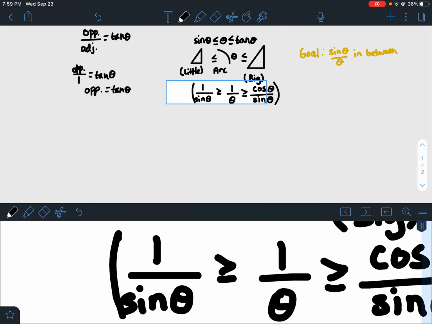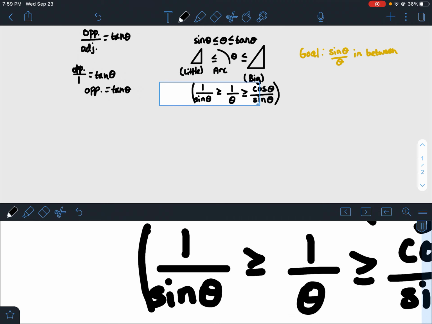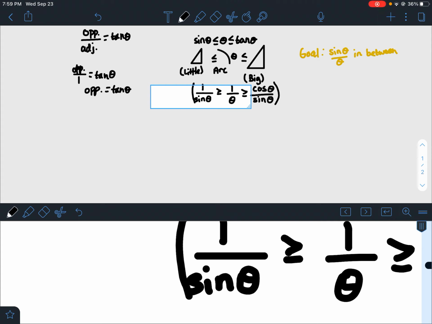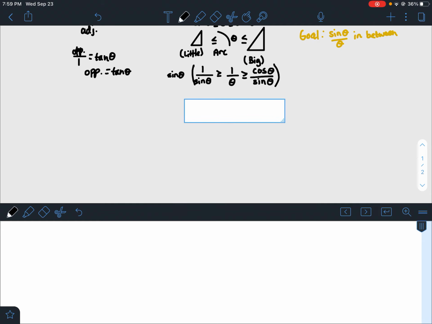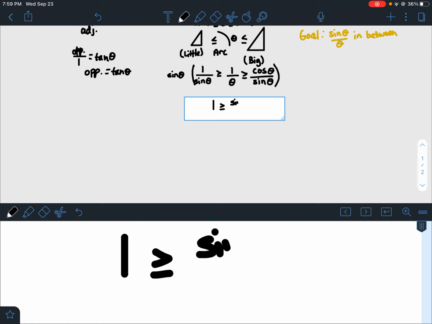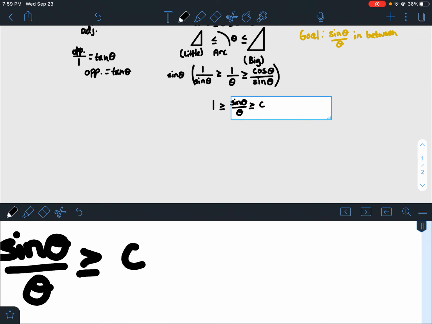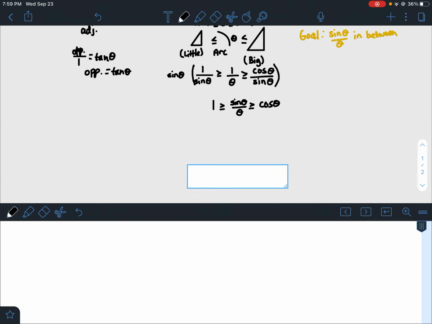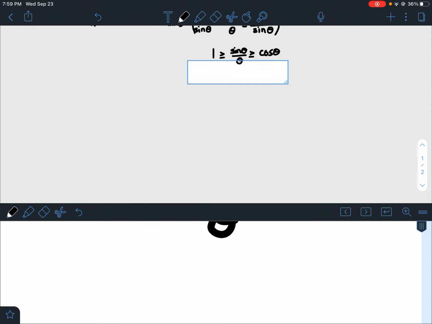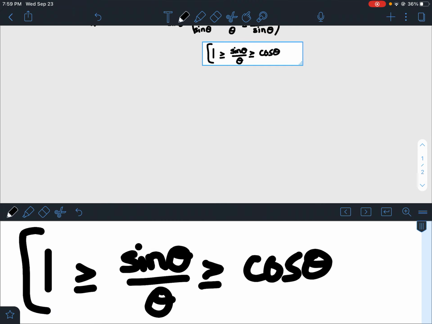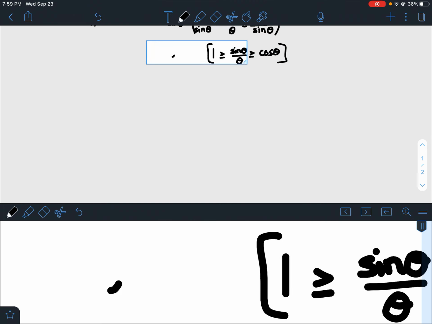Well, in order to do this, we have to multiply by sine of theta. So once we multiply by sine of theta, we get 1 is greater than or equal to sine of theta over theta, and that is greater than or equal to cosine of theta. And then all you need to do now is take the limit of the whole thing.